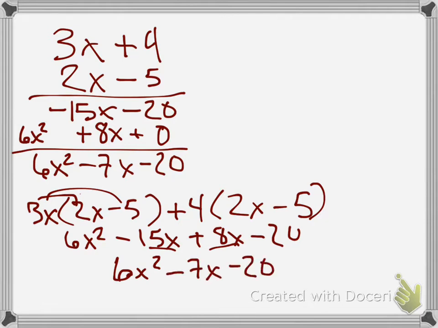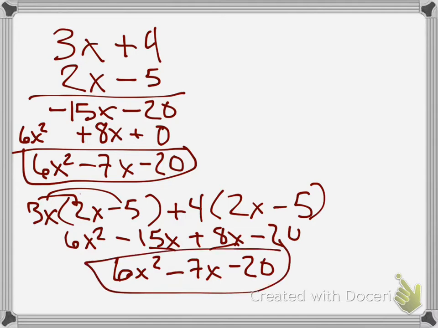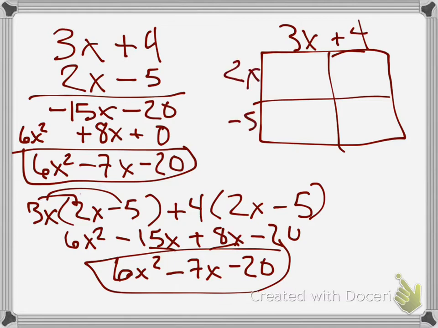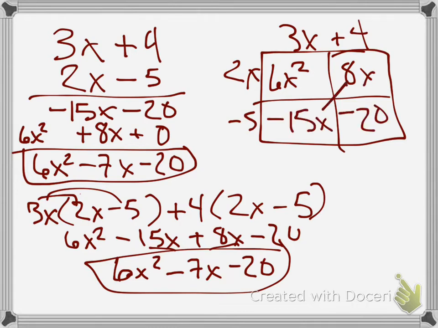Now you can see here we're getting the same answer and the same numbers from the multiplication. It's just a different way of organizing. The box method, you get to draw a box. Ooh, you get to draw a box. 2x minus 5. And again, you do the same thing, multiply. You're going to get the same numbers. The only difference is how you combine. You combine these two to get the same answer, 6x squared minus 7x minus 20.